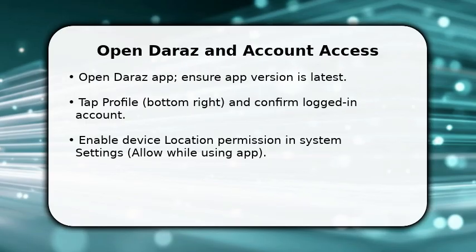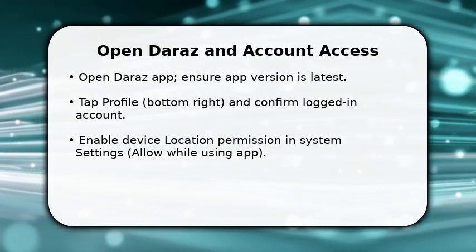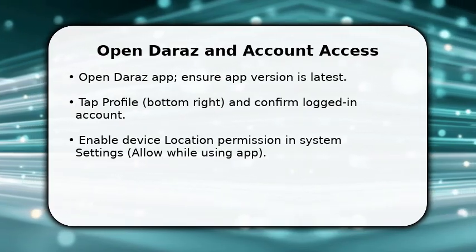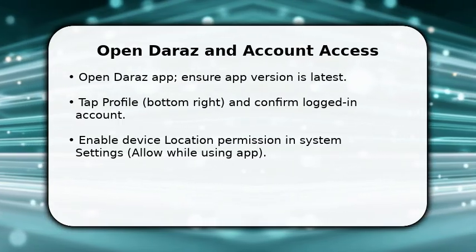Next, grant location permission at the OS level. Go to Settings, find Daraz, and set Allow while using app. You need precise permission so the app can detect your current GPS coordinates. This removes manual address entry and speeds checkout.